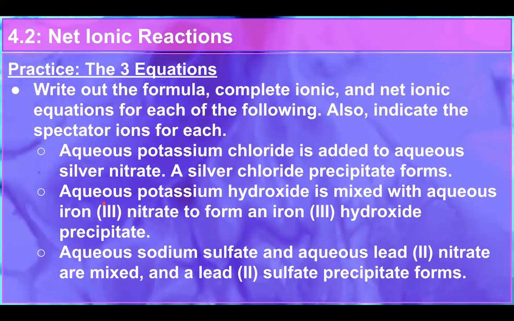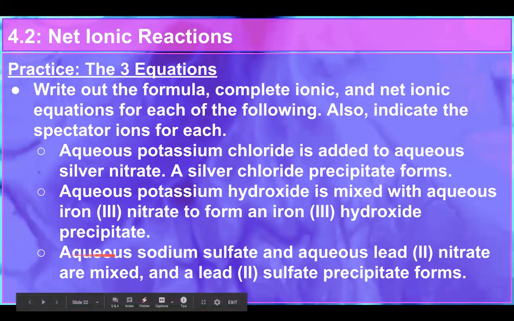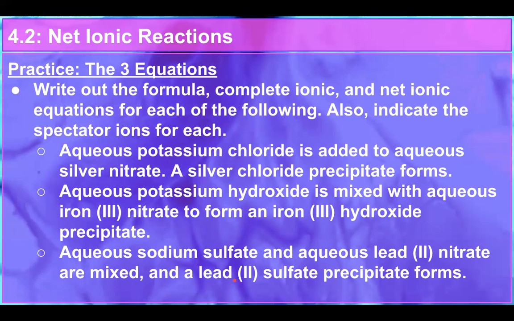Do the same thing here for potassium hydroxide that is mixed with iron nitrate, which will form an iron hydroxide precipitate. And then for the third example, also do the same thing, show all of these types of equations plus indicate the spectator ions for sodium sulfate and lead nitrate forming lead sulfate precipitate.